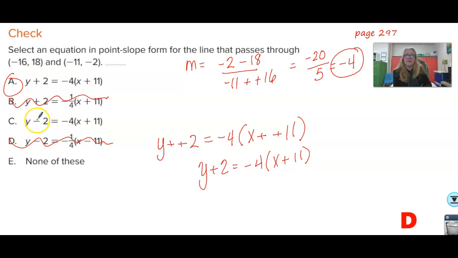This one has a negative here and a positive here. Not right. This 2 is negative, so that one, not right.